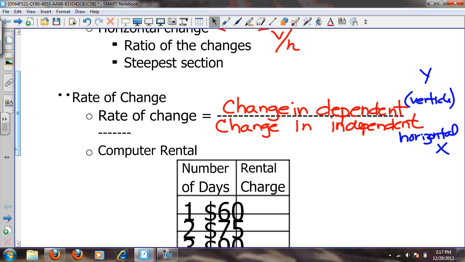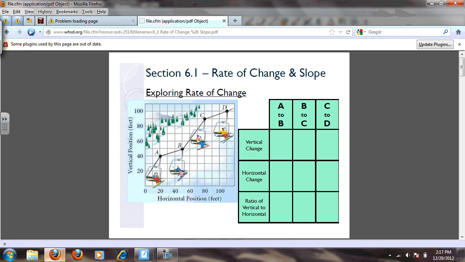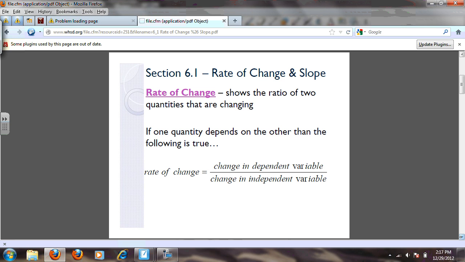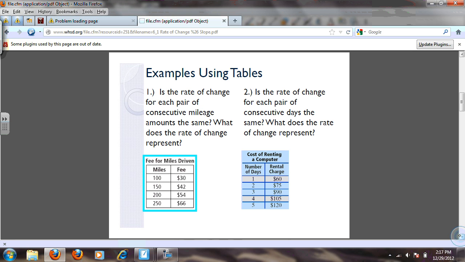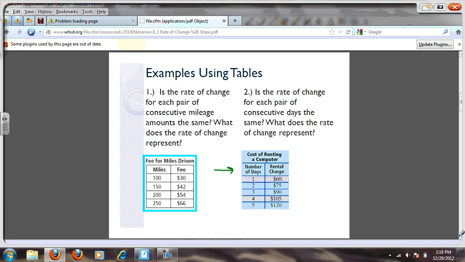We're going to look at example 1. Example 1 on the top of page 309. You can follow along here with what we have. We just talked about the rate of change, the ratio of two quantities that are changing. And now we're going to talk about the rate of change using tables. Okay? We're going to talk about the computers. You have the computers on your worksheet.